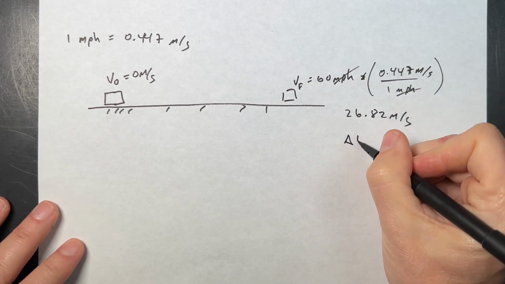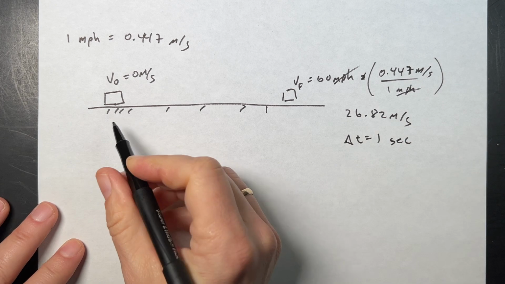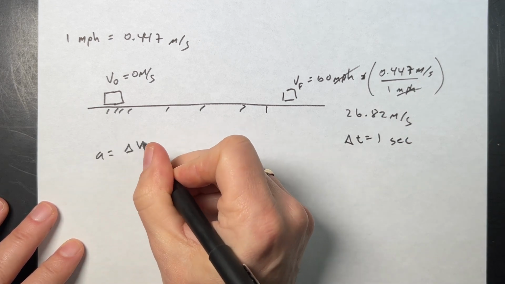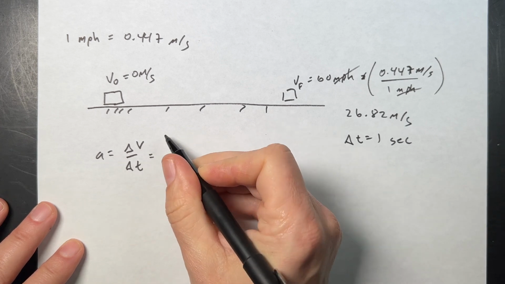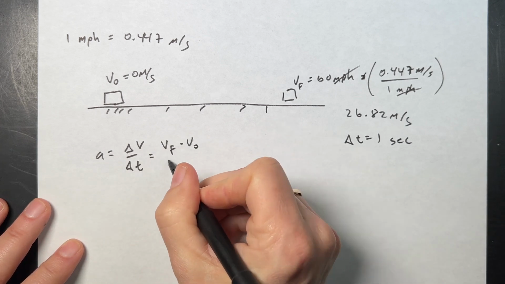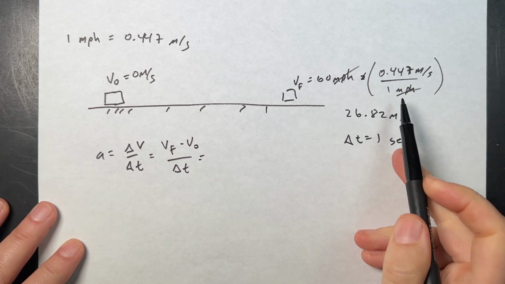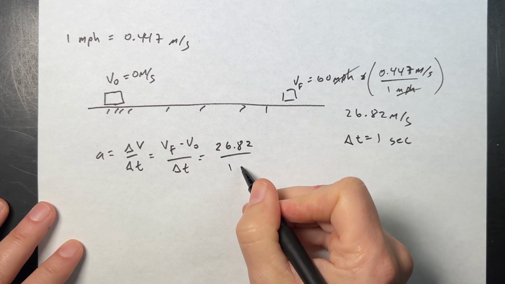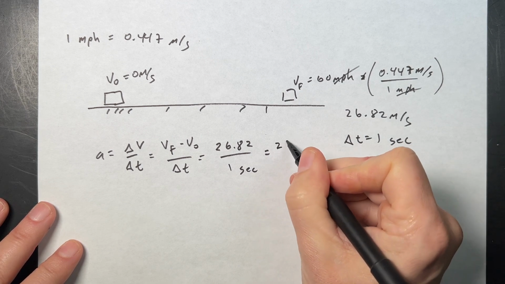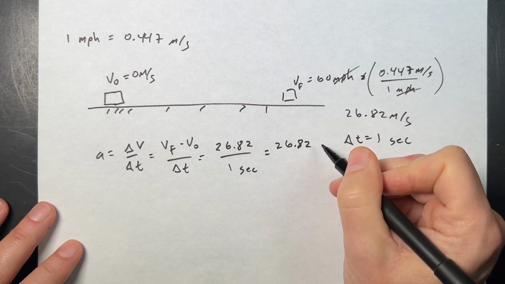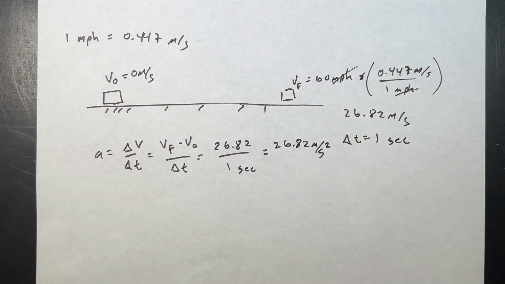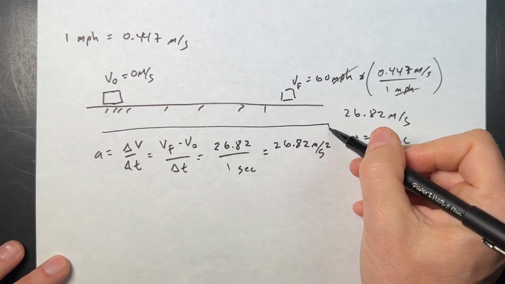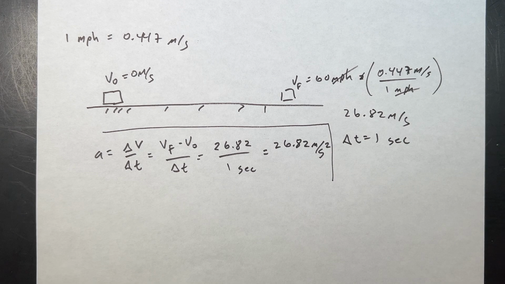And then my delta t is 1 second. So let's calculate the acceleration as the change in velocity with respect to time. That's just going to be v final minus v initial over delta t. And that's going to be 26.82 divided by 1 second, or 26.82 meters per second squared. That seems crazy. I mean, is that right? Let me just double check.